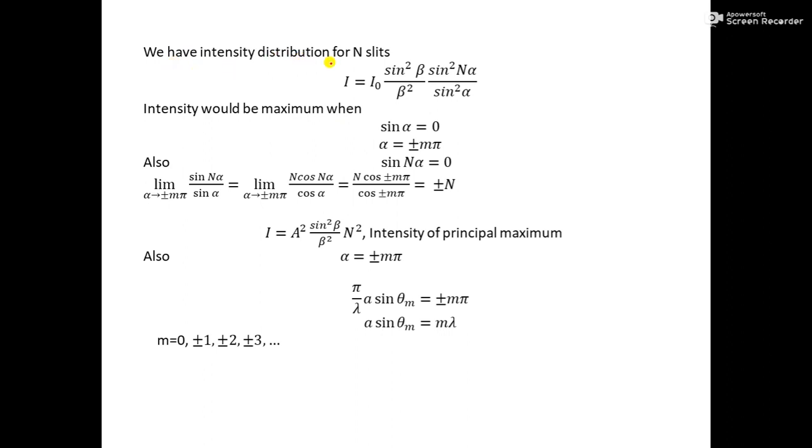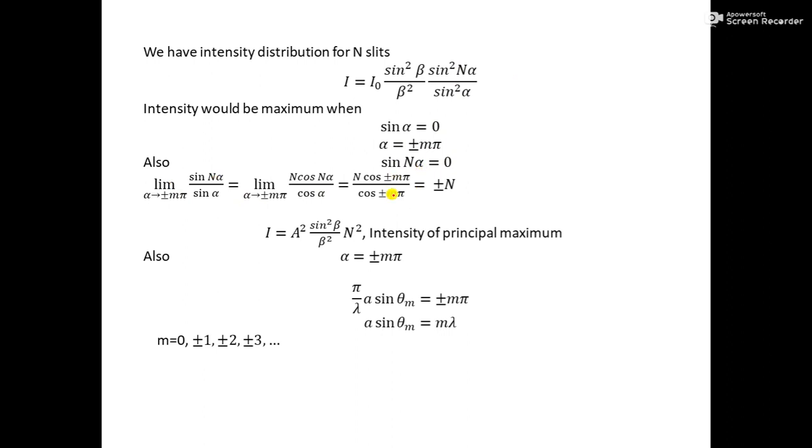So we have the intensity distribution for N slits equal to I naught sin square beta by beta square into sin square N alpha by sin square alpha, that we have seen in the previous slide. The intensity would be maximum when this term is 1. So it would be 1 when sin alpha is equal to 0, and also sin N alpha is equal to 0. Sin alpha is equal to 0 means alpha has the value plus minus m pi, and sin N alpha is equal to 0 means this term is 0 by 0, which is undetermined.